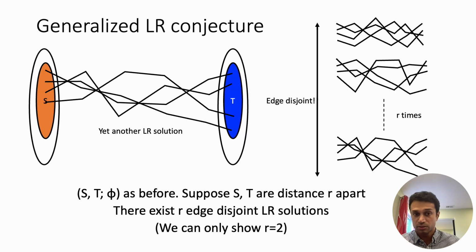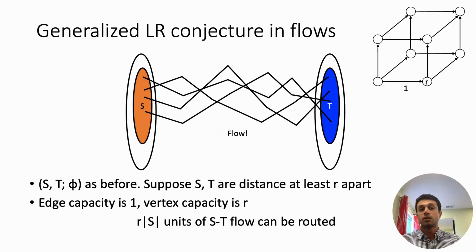And we have a general conjecture which says that if these were distance r apart, there exist r edge disjoint LR solutions. So the further apart they are, the more edge disjoint LR solutions we can find. We were only able to prove it for r equal to 2. And there's actually a statement in terms of routing. So if you take the Boolean hypercube, you set the edge capacity to be 1 and the vertex capacity to be r. That's the amount of flow that can go through a vertex. Then this conjecture that we stated basically says that r times S units of ST flow can be routed. And the conjecture is equivalent to the one that I stated before.